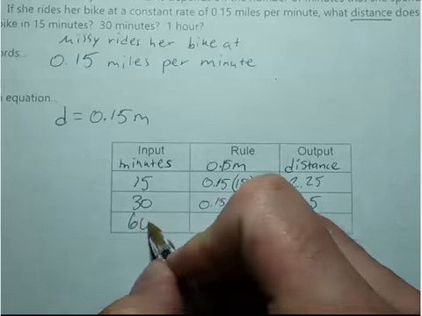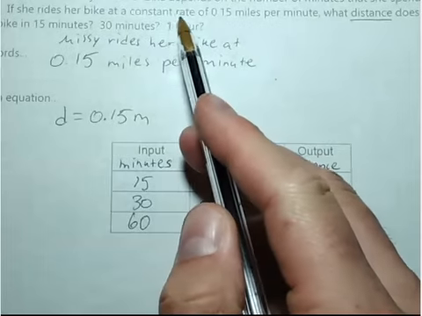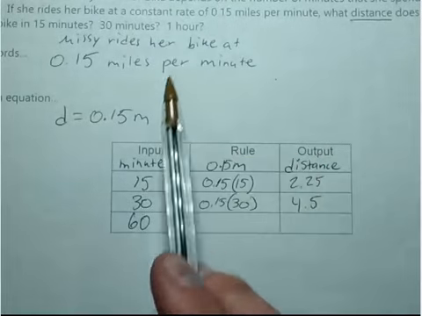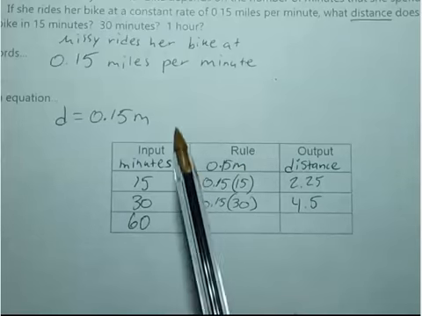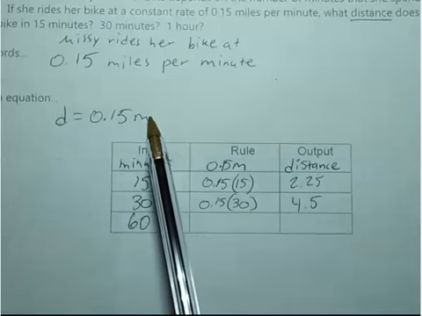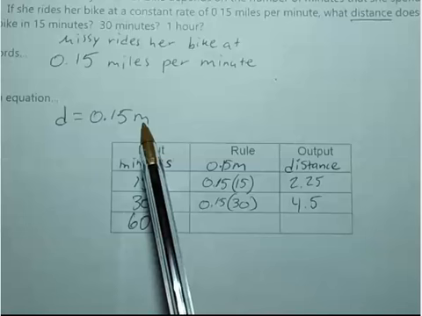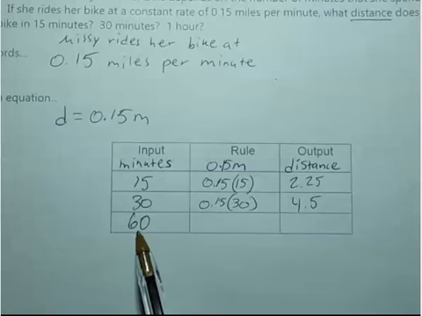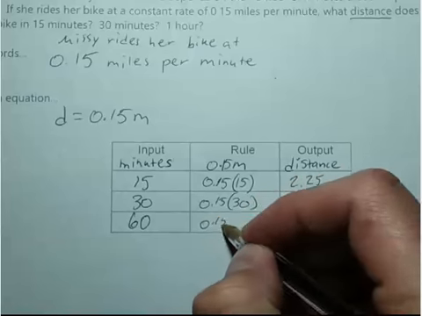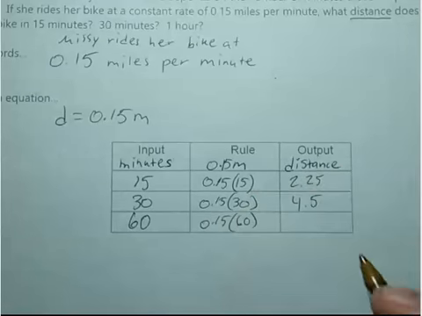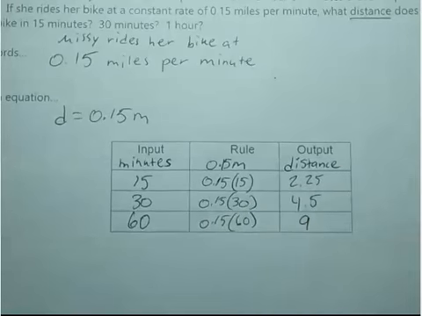Finally, 1 hour, that's what it asks for. We're not going to plug 1 in for minutes because this is hours. We're plugging in minutes, that's what we figured out in our equation. m stands for minutes. So 1 hour is really 60 minutes, so we're going to plug that in. 0.15 times 60 is going to be 9 miles.